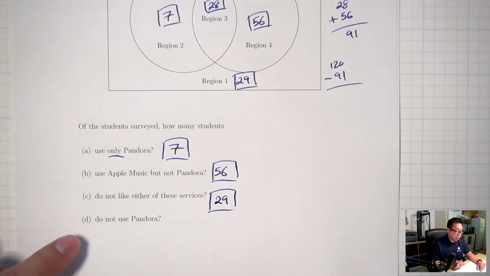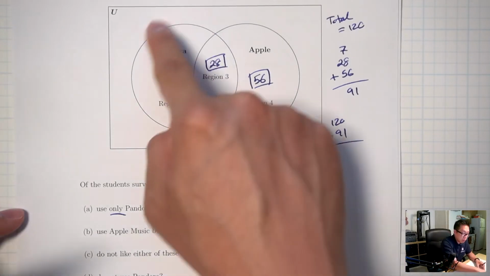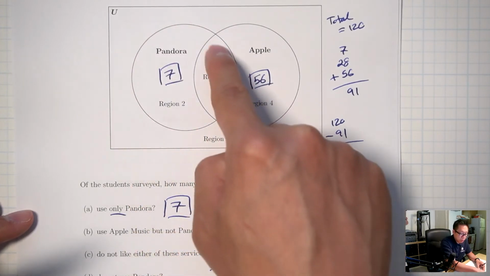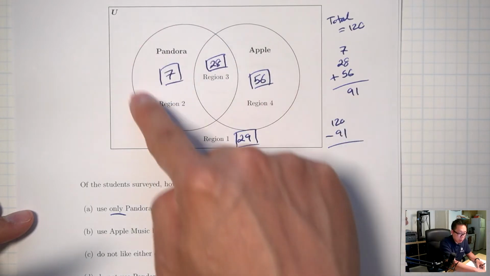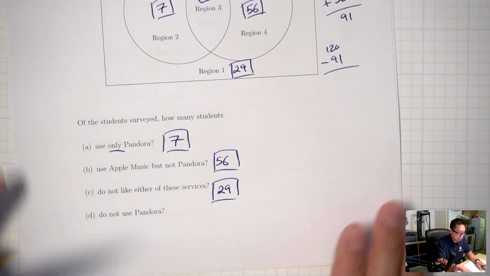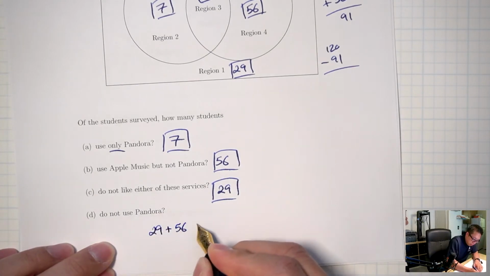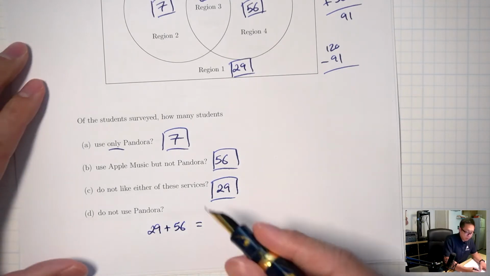How many people do not use Pandora? So if you don't use Pandora, you should be outside of Pandora. So how many people are outside of this Pandora? Outside of Pandora would be the 56 and 29 together, right? So both of these numbers are outside of the Pandora circle. So 29 plus 56 is 85.